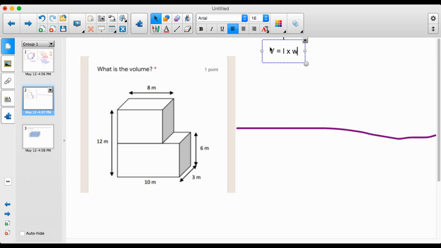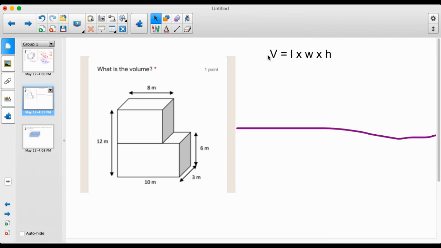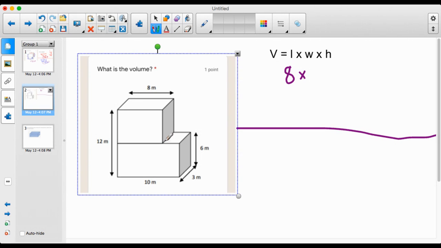I got it: length times width times height. Okay, so length times width times height. I see that my length is right there. It's an 8. Love it. Do you see it labeled on the top? My width, I don't have labeled here.